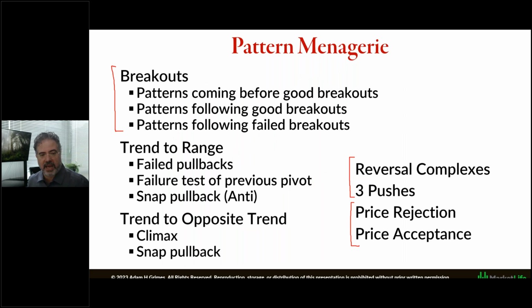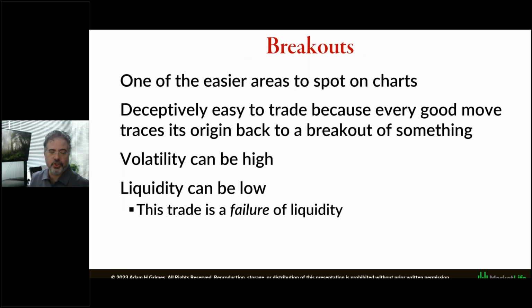So we'll look at breakouts. This is what we're going to do next, and we'll look at the patterns before, following, and at breakouts, and also the patterns of both good and failed breakouts. You can see this decision tree branches a little bit, and then we'll take a little break and come back and look at these trend termination patterns. All of these here on the bottom are your trend termination patterns, trend into range and into opposite range. So let's jump into breakouts.